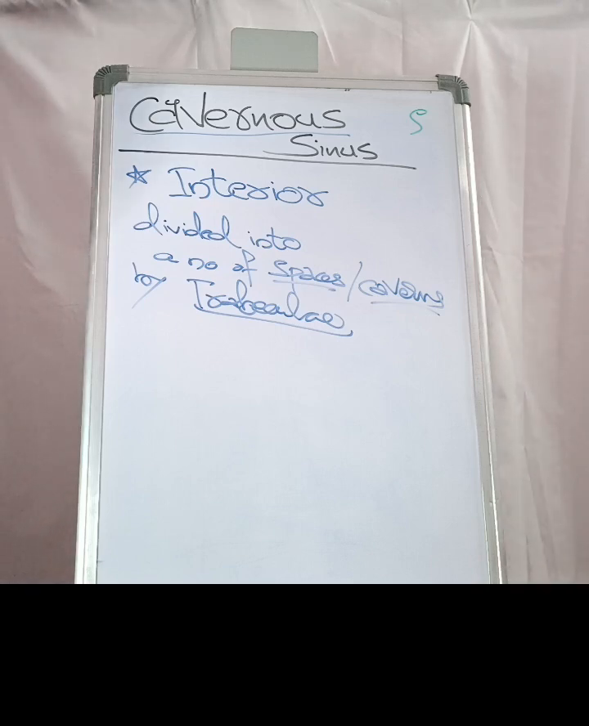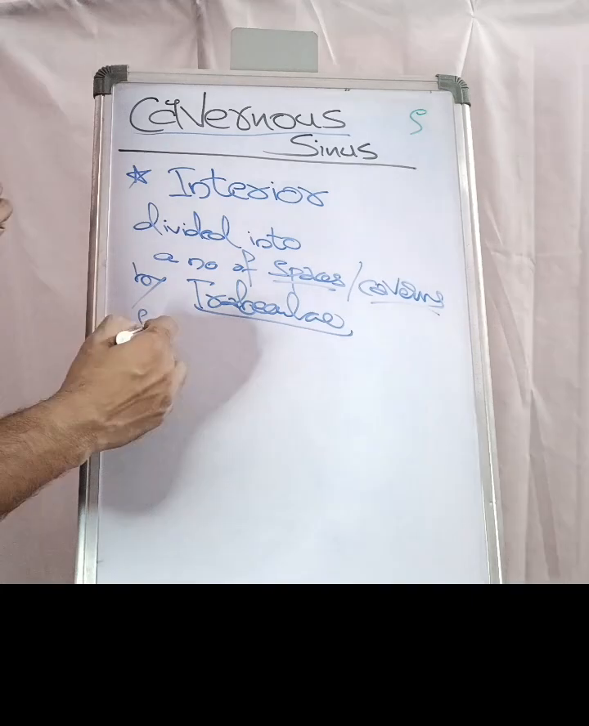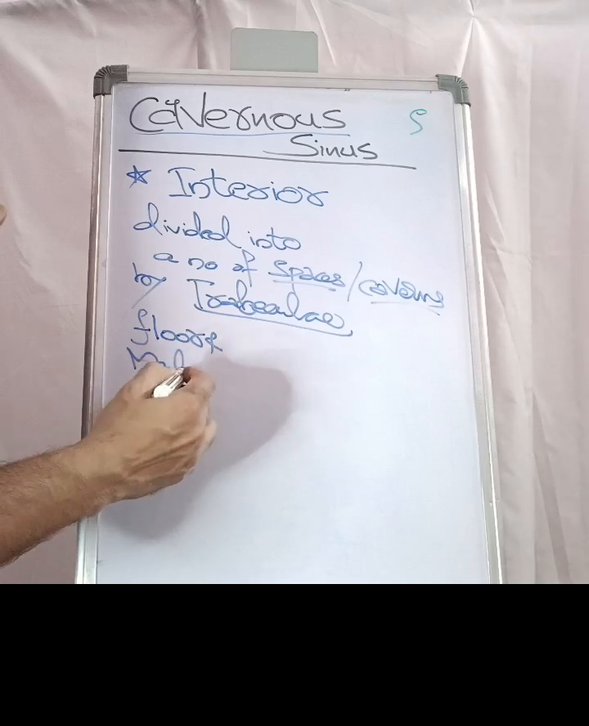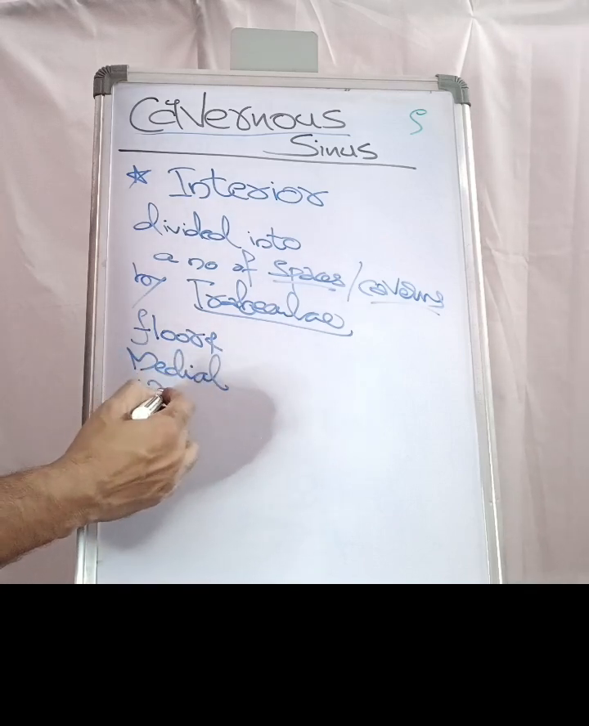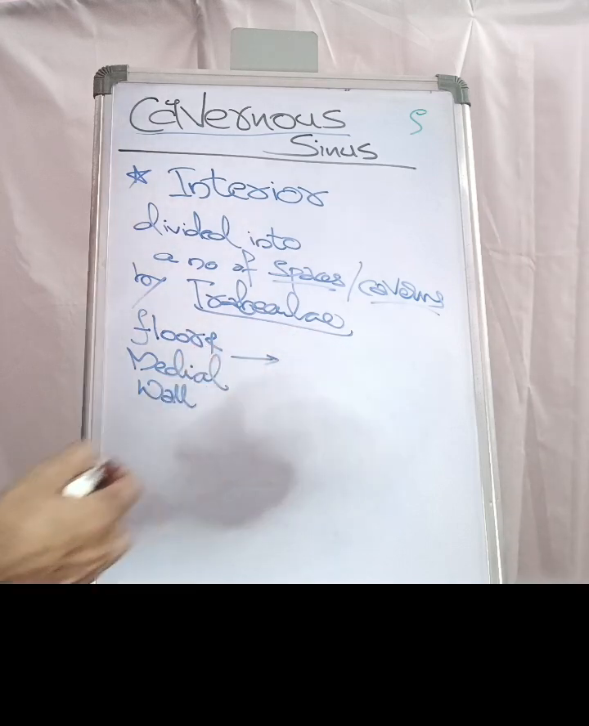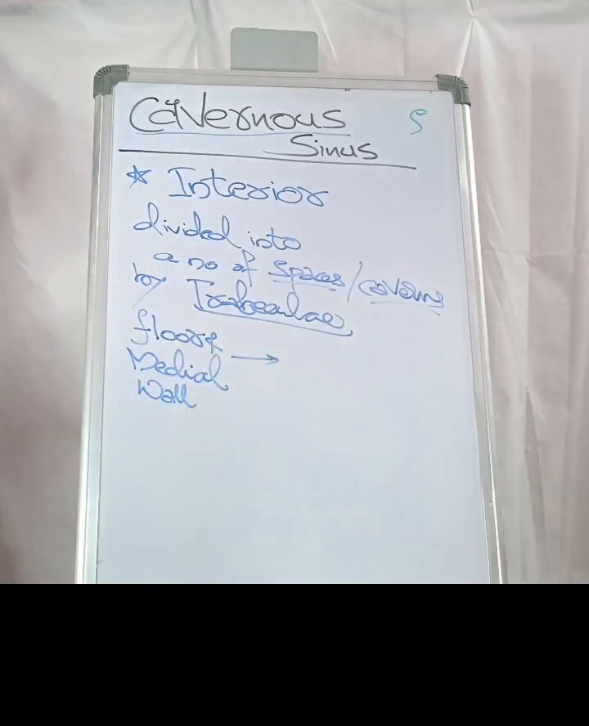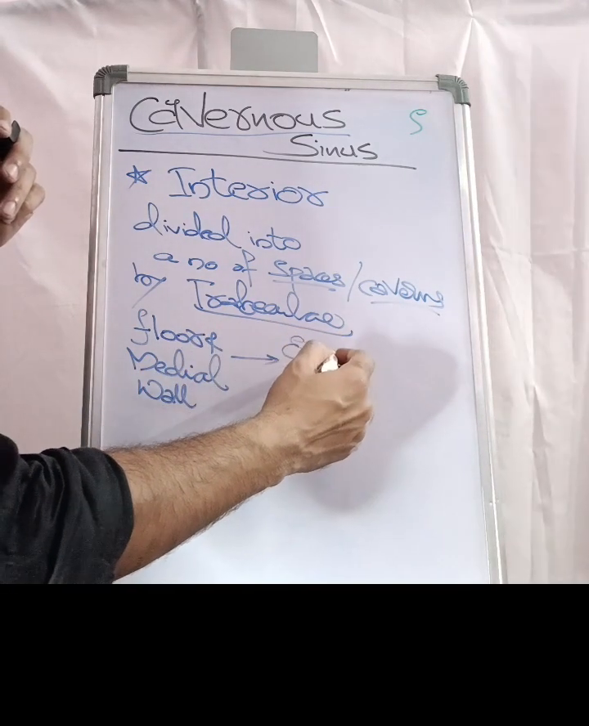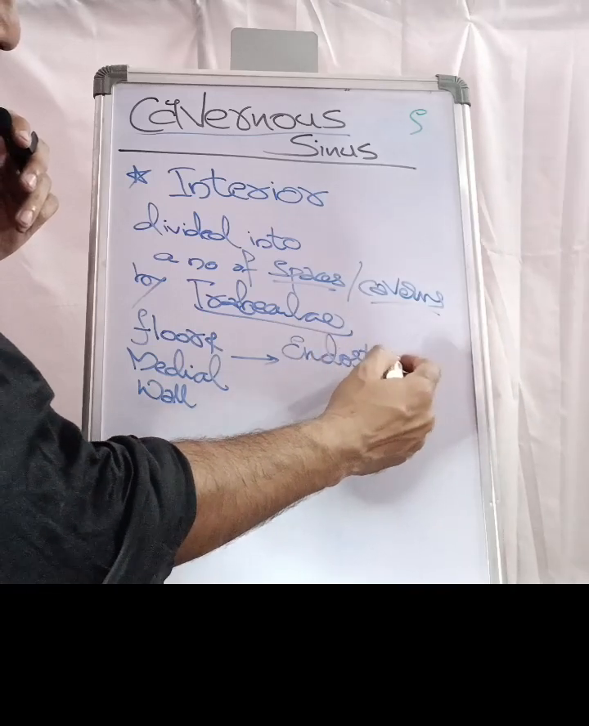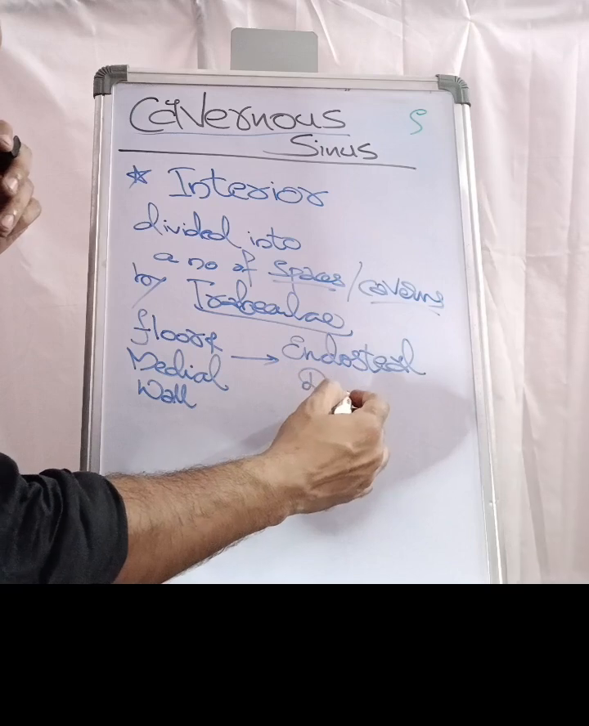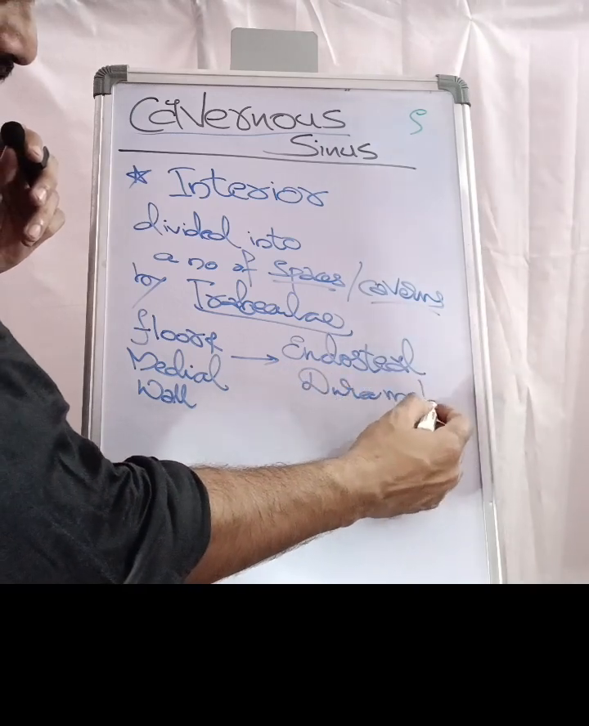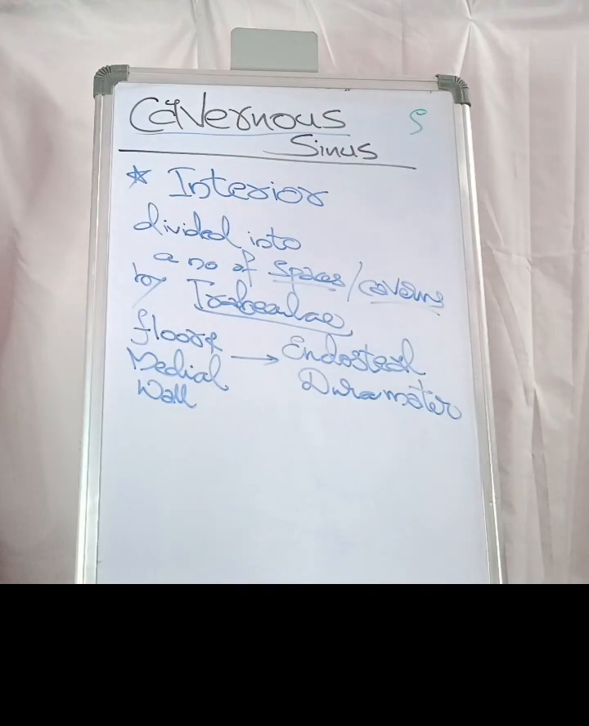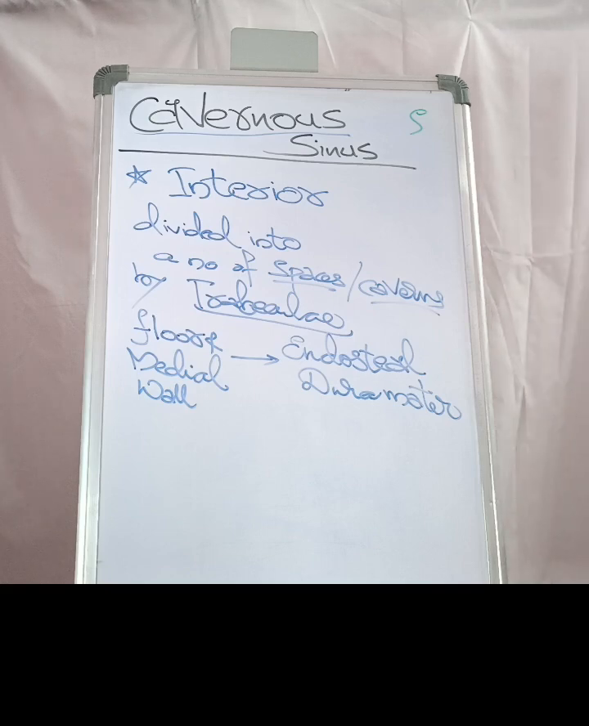Okay, the floor and medial wall. The floor and medial wall are formed by endosteal dura mater. The floor and the medial wall is formed by the endosteal dura mater.